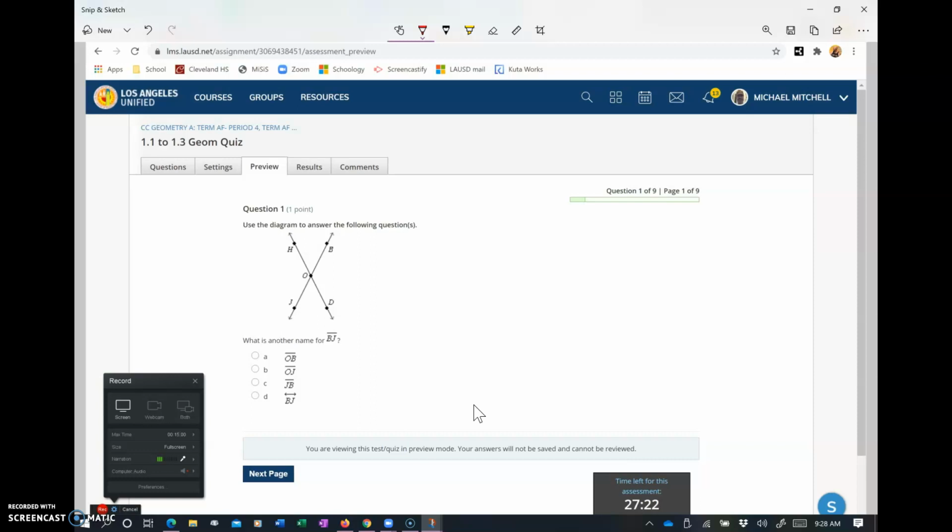Okay, first off, another name for segment BJ. So the first thing I'm going to notice is D is out. That's a line. No way that can be right. I need to go from B to J. OB, that's just this section, not long enough. OJ, just this section. It's going to be JB. Remember, we can turn the letters around for a segment name. And it's going to be answer C there.